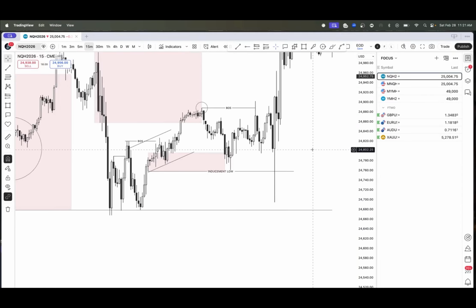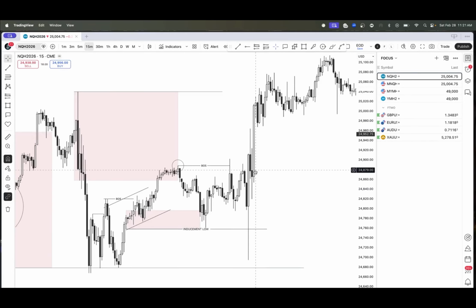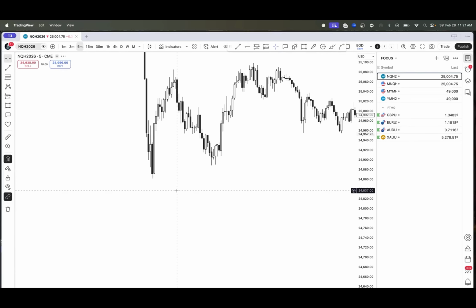We spike below liquidity. Now we're trading in the aligned direction. Sellers induced. We start trading higher. No sort of confirmation entry in here.